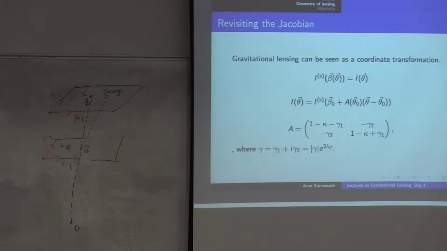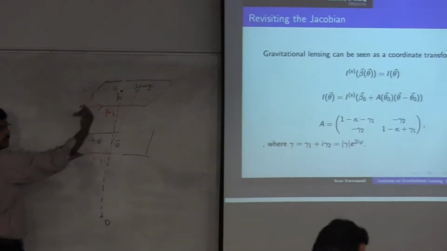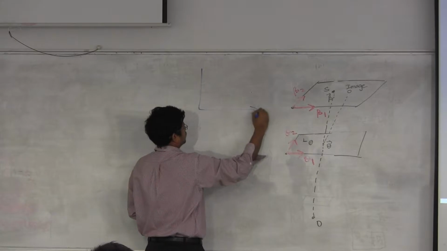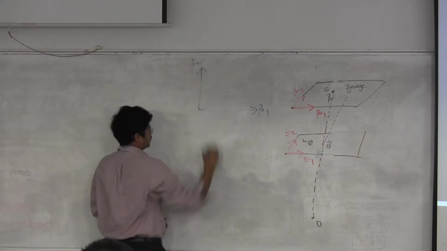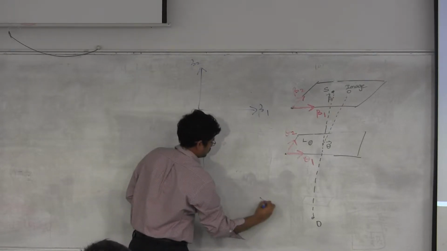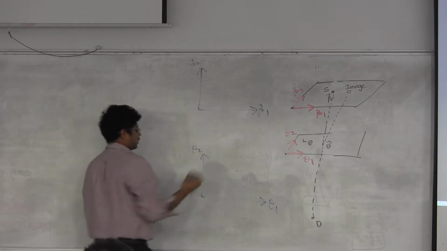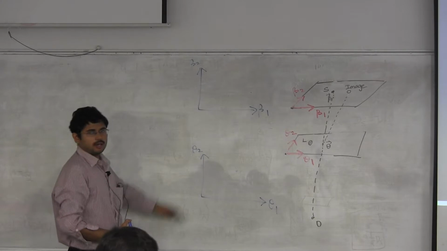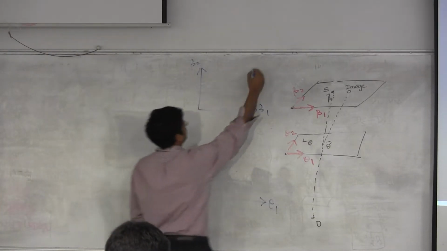I can draw, so this plane is going into the board. Now I am just drawing it as if it is the plane of the board. So theta 1, theta 2, and beta 1, beta 2 are the x and y axes, but for the different planes.